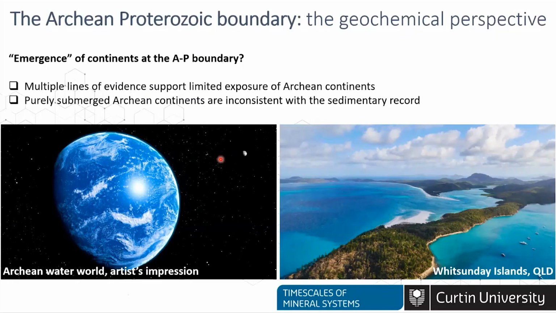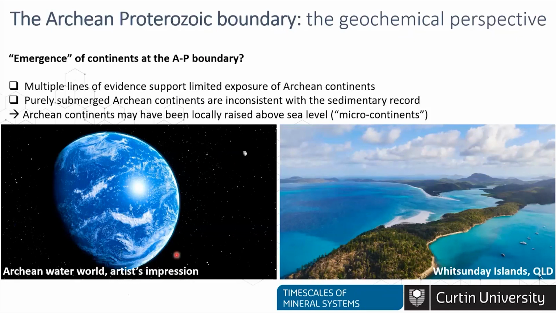flows. So it is unlikely that Earth looked like this here, like in the picture on the left-hand side throughout the entire Archean. And perhaps a more realistic model is that we had at least small microcontinents sticking out of the ocean. So maybe a little bit like this picture here on the right-hand side of the Whitsundays. Obviously, since we're talking about the Archean, minus the trees and definitely minus the boats, but you get the idea.